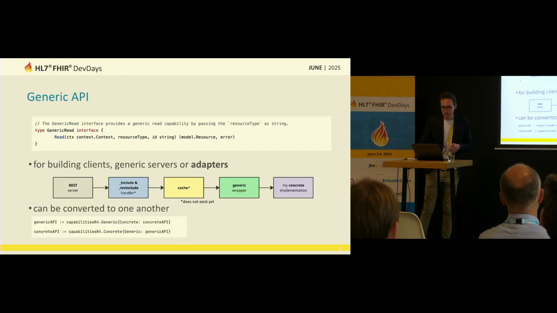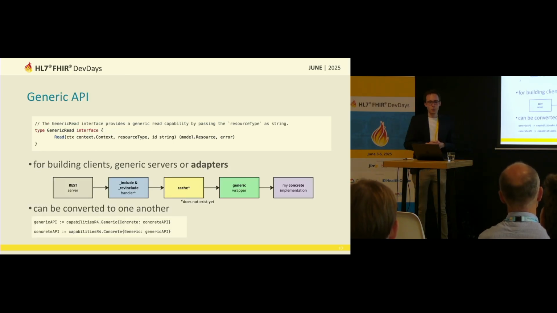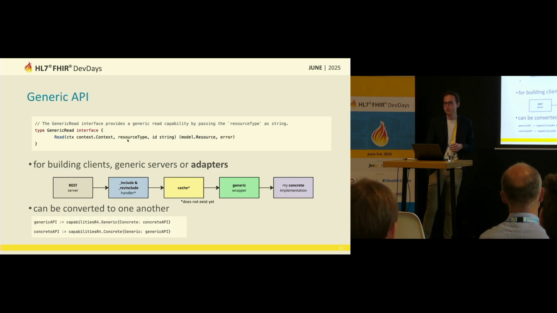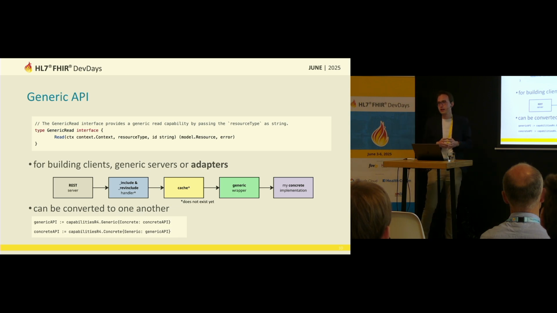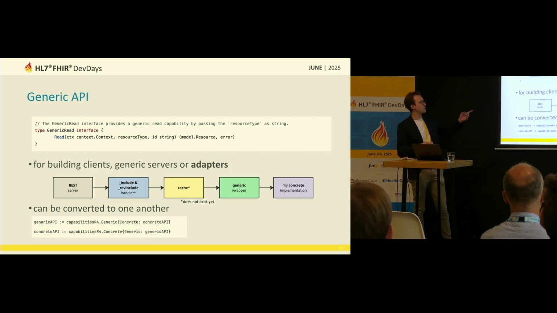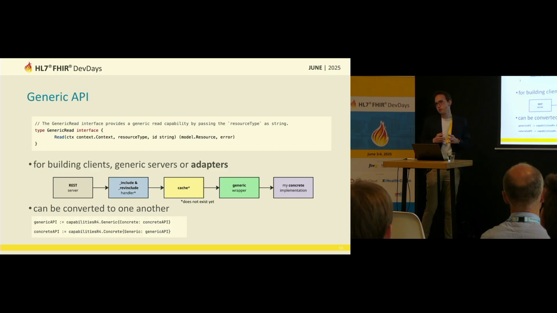The alternative is the generic API, where the resource type is actually passed as a string to the method. And what you can then do with this generic API is build adapters. For example, you can think about implementing caching or authorization. I thought about how I currently cannot handle search includes. I think this is something you could also handle with such an adapter.